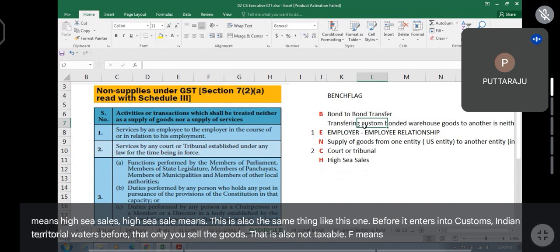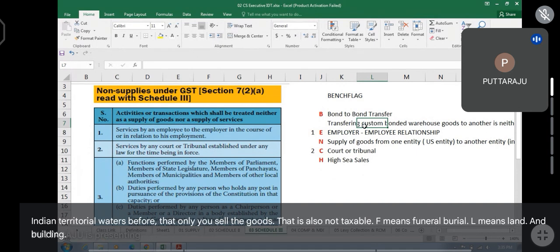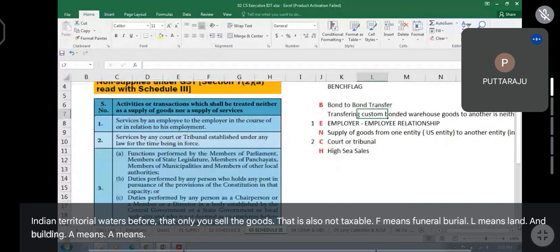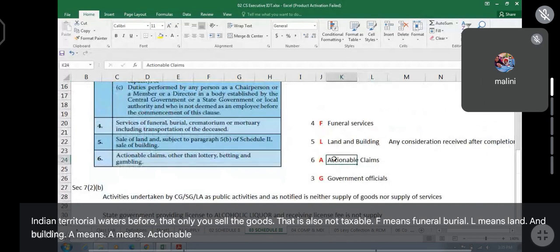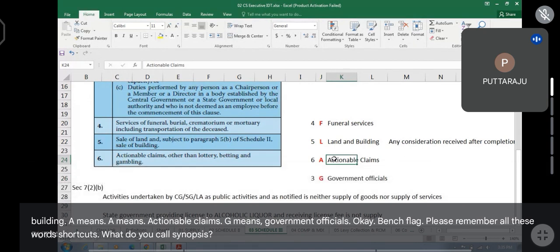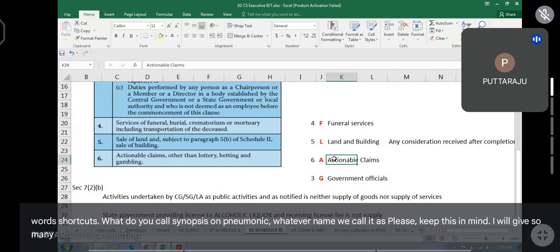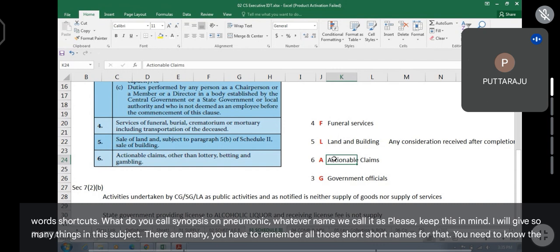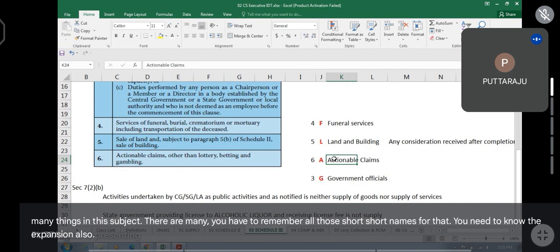F means funeral, burial. L means land and building. A means actionable claims. G means government officials. Okay. BENCH FLAG. Please remember all these words. Shortcut, what do you call it? Synopsis or mnemonic, whatever name we call it. Please keep this in mind. I will give so many things in this subject. There are many. You have to remember all those short names. For that, you need to know the expansion also. Okay?